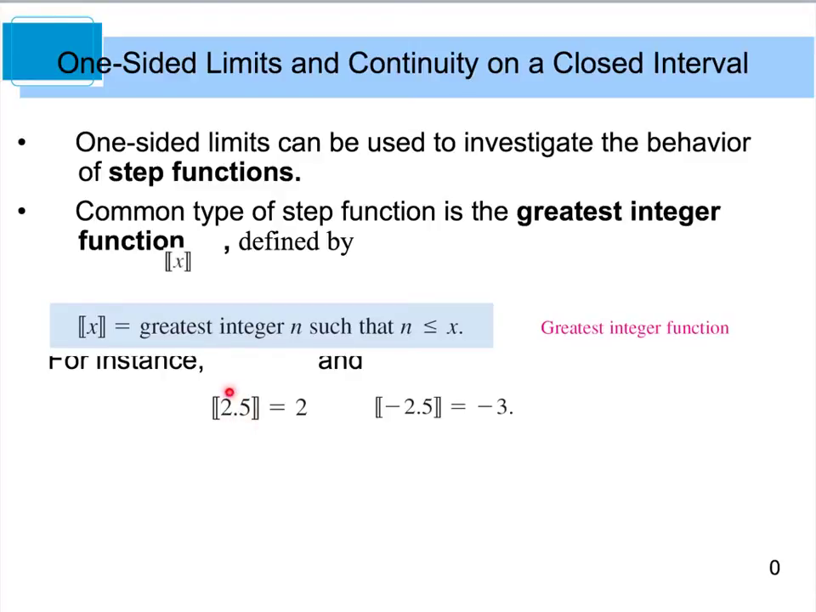something like 2.5 in, I'm going to round that to the next greatest integer, which in this case is 2. If I'm at a negative 2.5, then I'm going to round that to the next greatest integer, which would be a negative 3. So that's all this function is. And if you have seen these before, they kind of look like little stair steps as you go up.